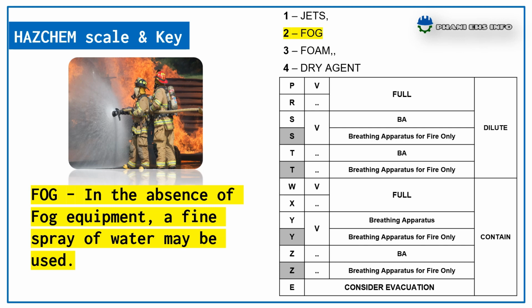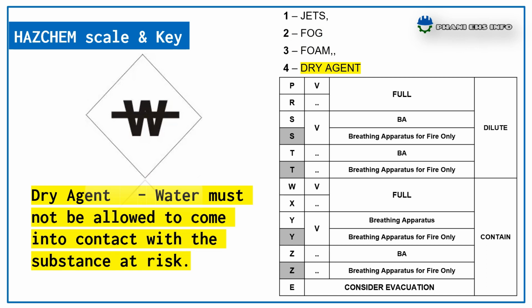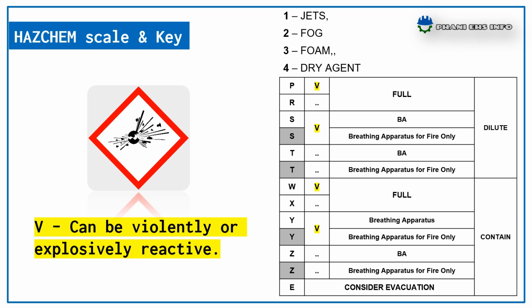In this scale, fog means in the absence of fog equipment, a fine spray of water may be used. Foam means use alcohol resistant foam or normal protein foam. Dry agent means water must not be allowed to come in contact with the substance at risk. V means can be violently or explosively reactive.